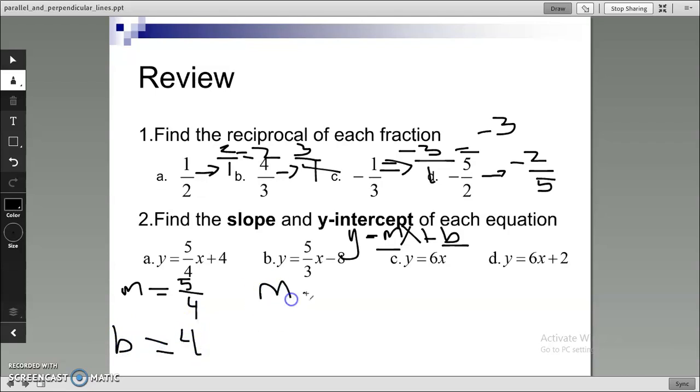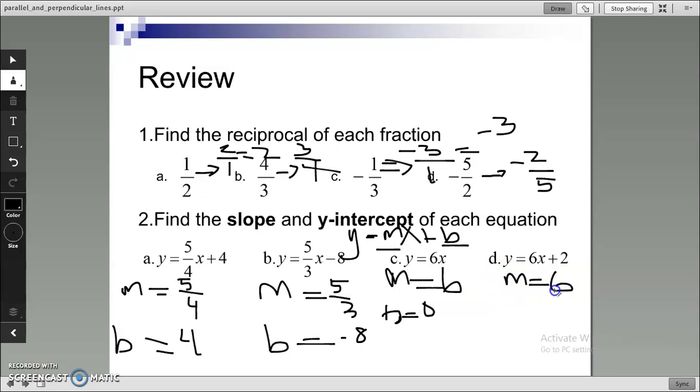The next one, my slope, or my m, is 5/3, and my y-intercept is negative 8. The next one, my slope is 6, and there is no y-intercept, so I can put it equal to 0. And the last one, I have, again, a slope of 6. And this time, my y-intercept is 2.